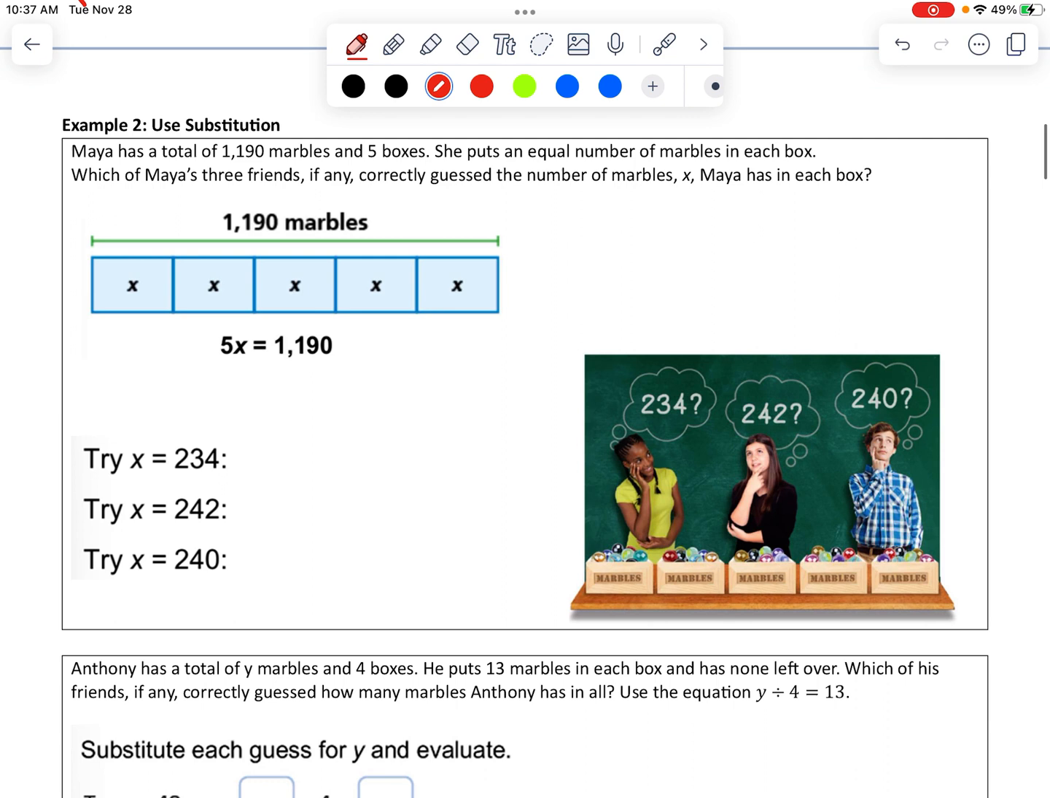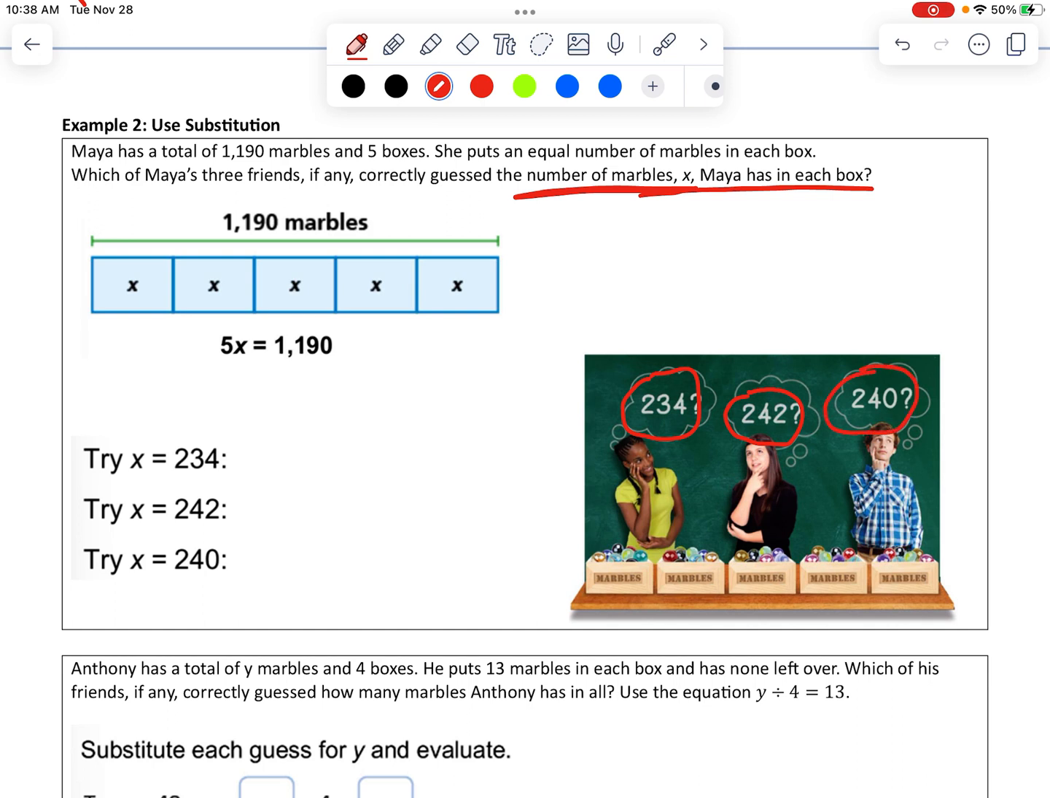Okay. Maya has a total of 1,190 marbles and 5 boxes. She puts an equal number of marbles in each box. Which of Maya's 3 friends, if any, correctly guess the number of marbles X Maya has in each box? Okay, so this X right here means the number of marbles she has in each box. Okay, and you can see this girl said 234, this one said 242, and this one said 240.